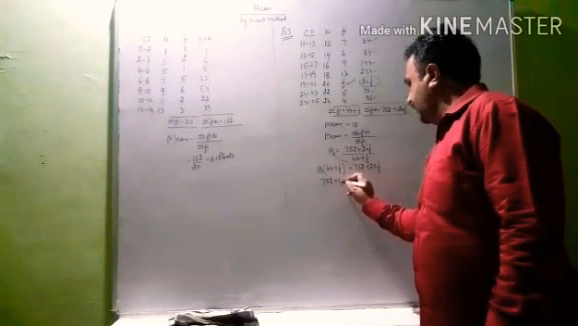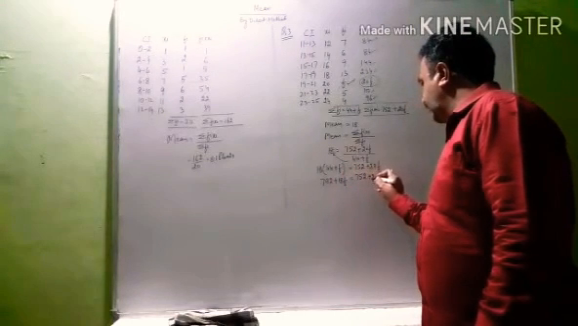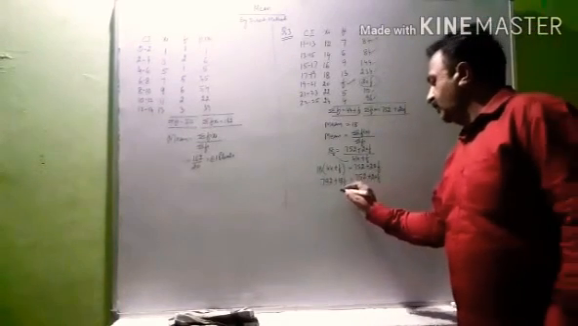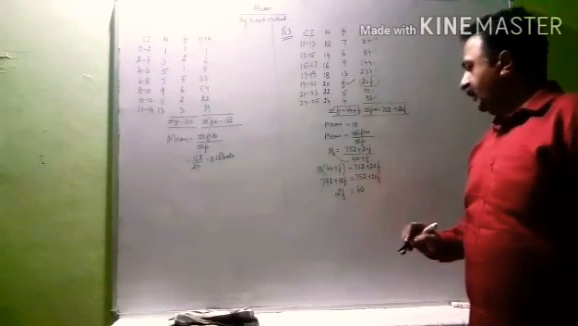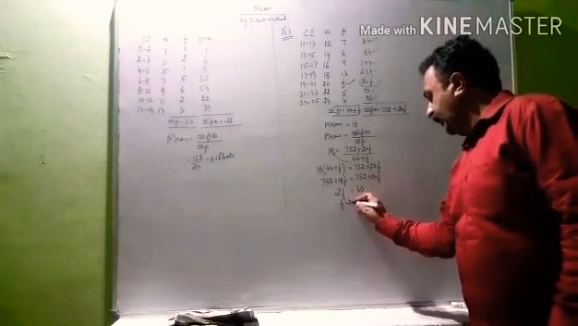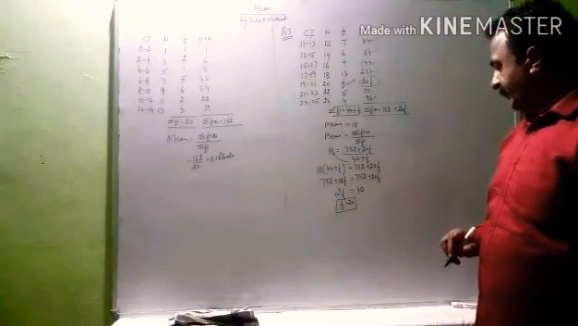Now 792 plus 18f equals 752 plus 20f. Collect the like terms. So you'll get 2f equal to 40 after cancelling out the negative signs. So f comes out to be 20. So the missing frequency is 20.